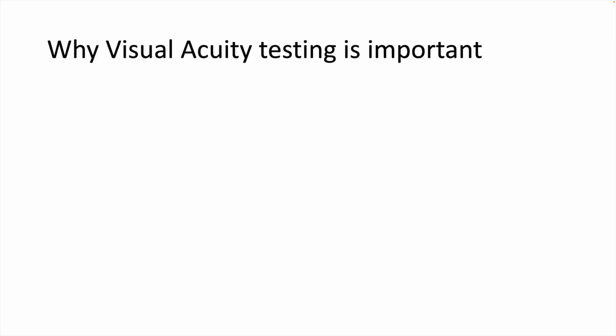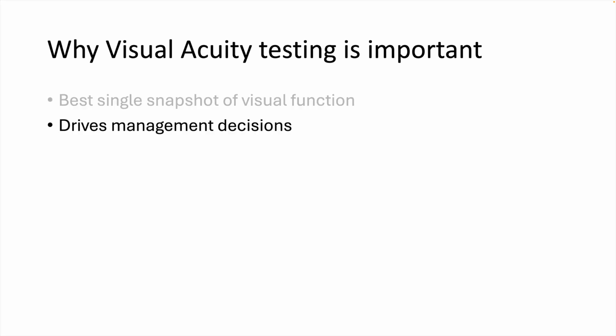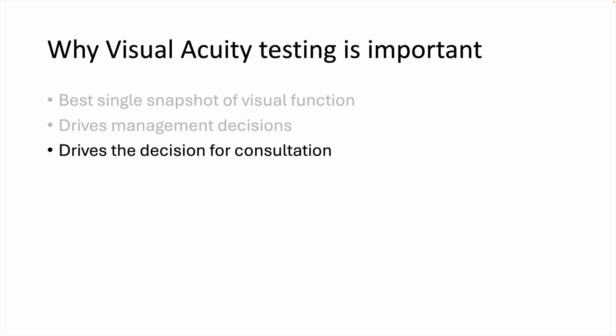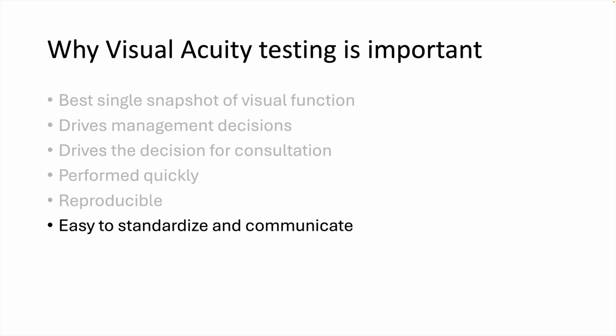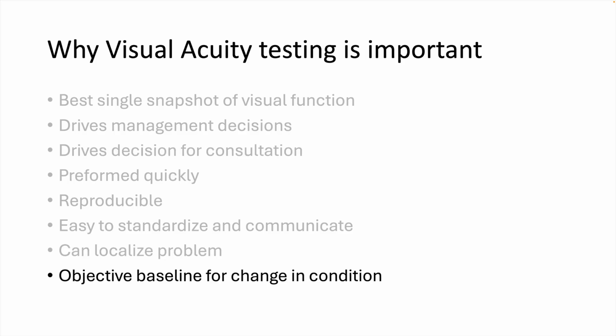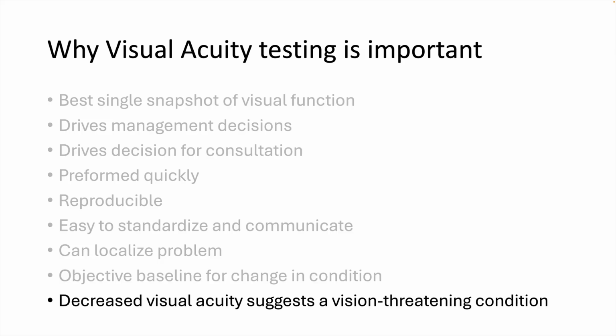Why is visual acuity testing important, you ask? Because it is the single best snapshot of visual function. It drives management decisions. It drives the decision for consultation. It can be performed quickly. It is reproducible. It is easy to standardize and communicate. Visual acuity can localize the problem. Visual acuity provides an objective baseline to measure a change in an ocular condition. The presence of decreased visual acuity suggests a vision-threatening condition.